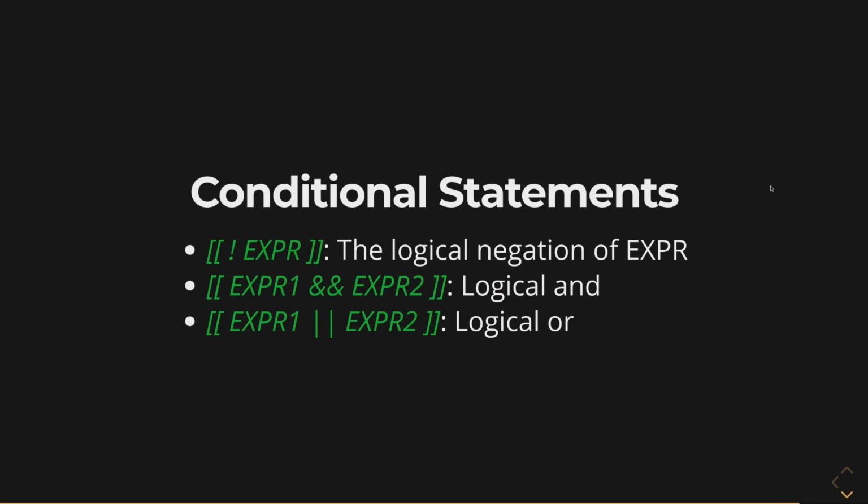And of course, you can do some Boolean algebra here. You can negate an expression to get the logical negation. You can add logical and, logical or, and they are expressed as double ampersand or double pipe.